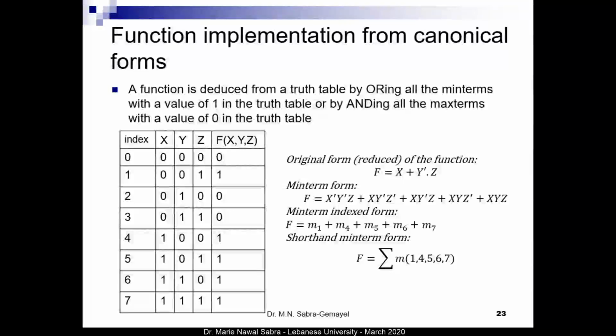It is preferred to use either the index form or the shorthand form. The index form is a column with the number of minterms, so this is minterms 1, 4, 5, 6, and 7. We can also write it in the form sigma of m and list their numbers. This is the shorthand form.